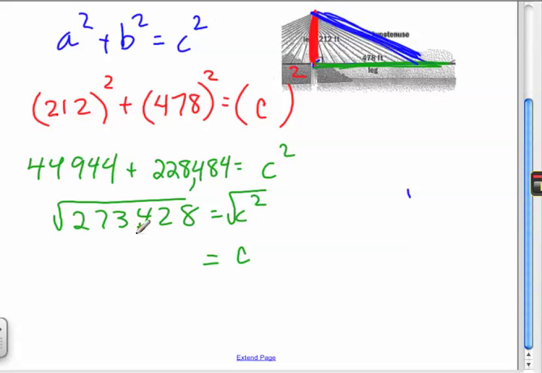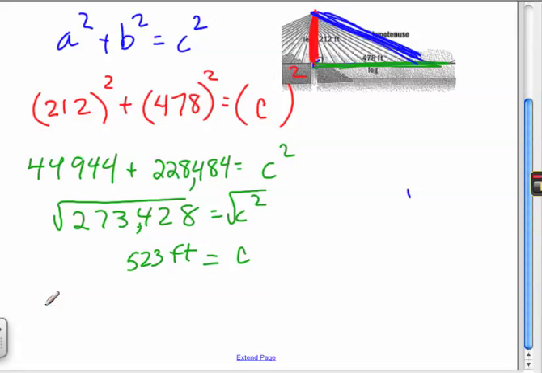Okay, well, hang on, because this doesn't need to be on YouTube. So what you got, Spencer? 522.9. So we're going to round it to 523 feet. That's how long the cable is. So you know how much to buy, right, if you're building that bridge. Okay. All right, I like it. Good job.